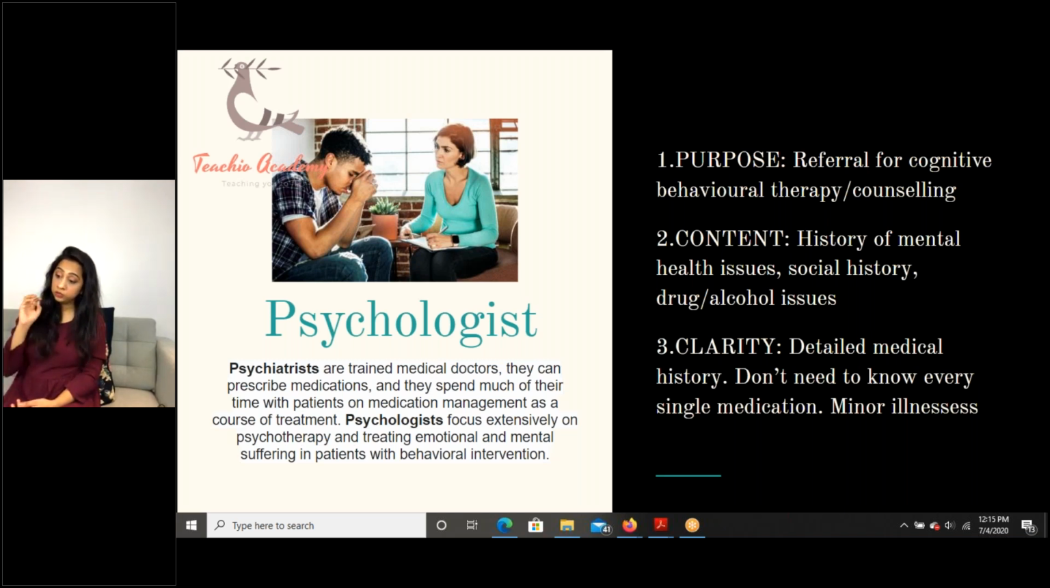So the things you need to include for a psychologist are going to be mental health history, anything which can affect their mental health history, and anything which might affect the psychologist managing this patient. If you've understood that, please type in yes.